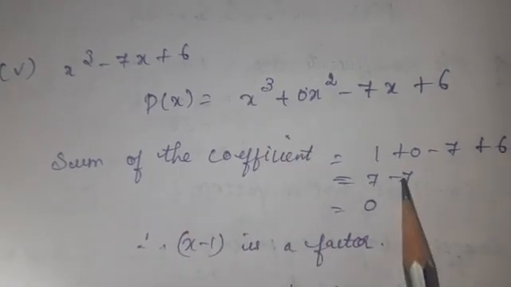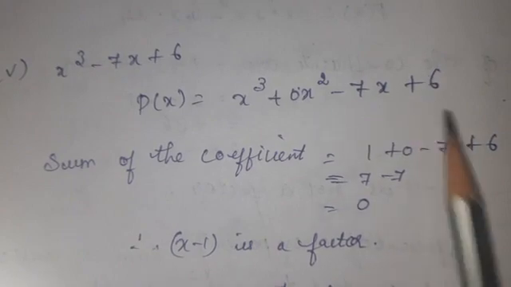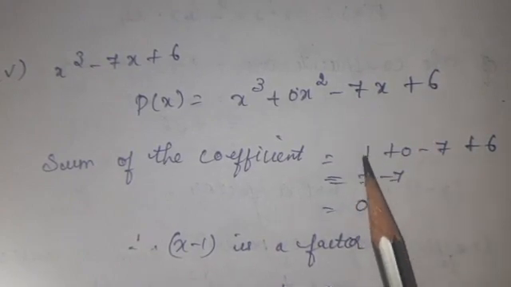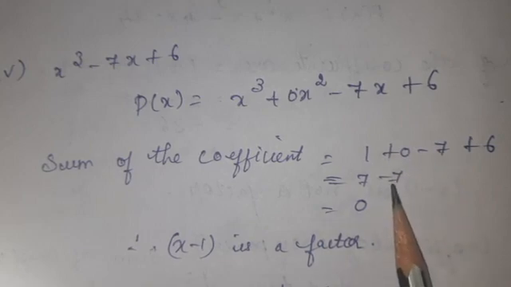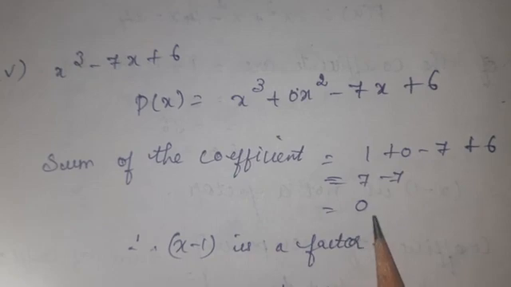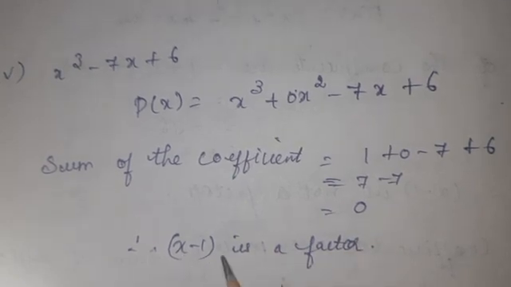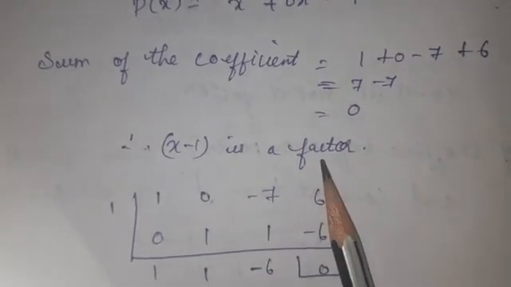First of all we should check the sum of the coefficients. So coefficient is 1 plus here coefficient is 0. For x coefficient is minus 7 plus 6. You add the positive numbers. 1 plus 6 is 7. Here 0 minus 7 is minus 7. So 7 minus 7 is 0. Here getting 0. That means what? x minus 1 is a factor. If you are getting answer 0 here, it means x minus 1 is a factor.